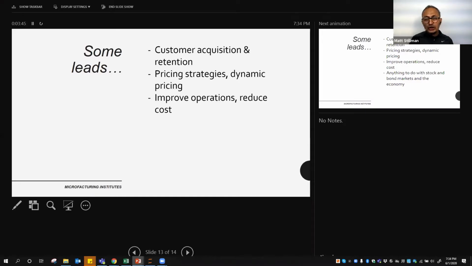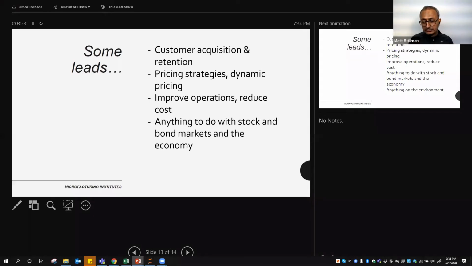Improve operations, reduce cost. I gave you some flavors of that. You can read up and see whether you can think about something like that. Anything to do with the stock and bond markets, that's my personal favorite, and I'm going to use that every chance I get, because the good part is that you can actually seek data you want, and go out looking for the data you want, and the problems are more bounded here as opposed to unbounded problems in some other domains.